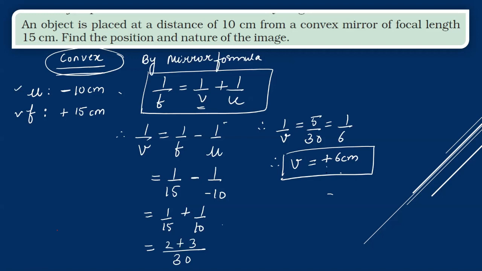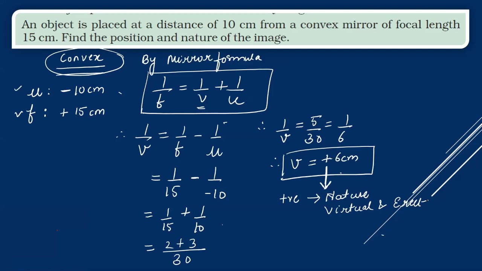And what will this positive sign tell us? It will tell us the nature of the image, right? Because if v would have been negative, the image would have formed in front of the mirror, so it would have been a real image. Now, as v is positive, you can write the conclusion. As the image distance v is positive, I can conclude that the nature of the image will be virtual. And if it is virtual, we know virtual images are always erect. It will be virtual and erect, right?